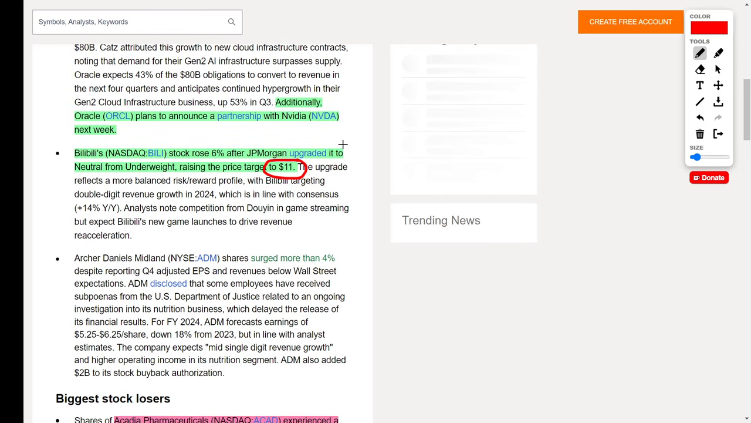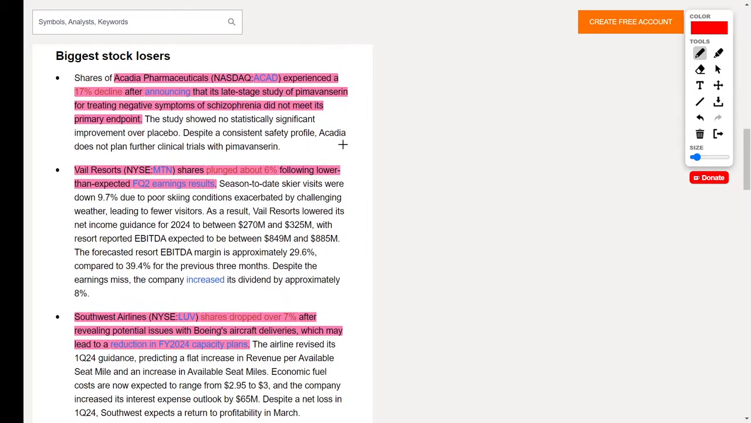However, that's where the good news ends, because now we have to talk about the biggest losers that you need to be aware of. Starting off our list, we have Acadia Pharmaceuticals, ticker symbol ACAD, and they recently experienced a 17% decline in their share price after announcing a late-stage study of one of their pharmaceuticals. Essentially, this pharmaceutical was set to treat negative symptoms in regards to schizophrenia, however, it did not meet expectations. Next up, we have Vail Resorts, ticker symbol MTN, whose shares plunged by 6% after a less-than-impressive earnings result.